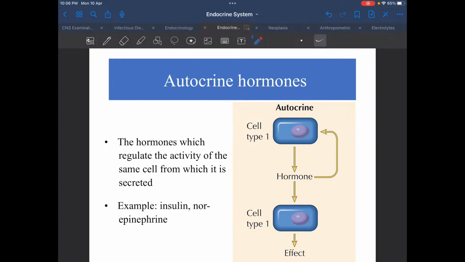One more example I can give is interleukin 2. T cells and B cells release interleukin 2, and later on they express interleukin 2 receptors. So that interleukin 2 works on them only, and that leads to B cell proliferation. So that is an autocrine hormone, we can say.